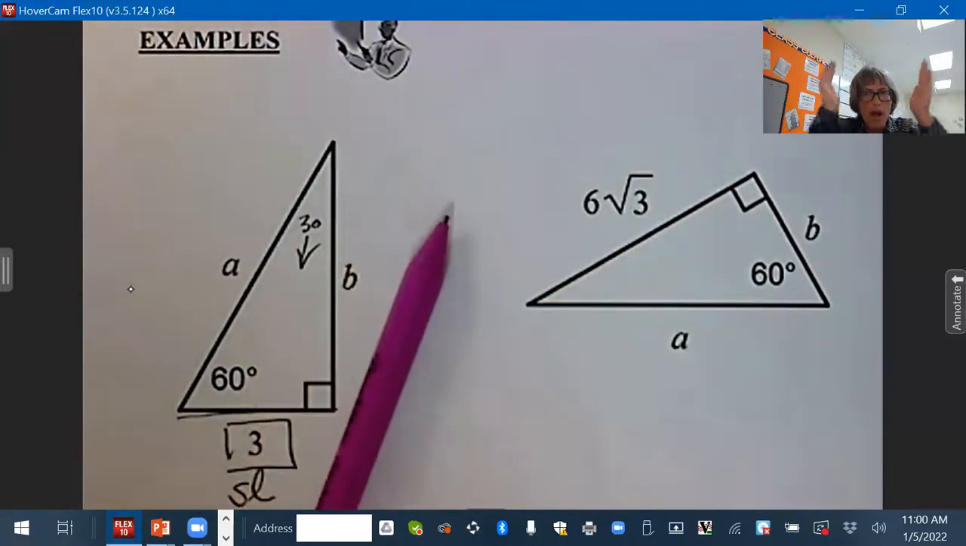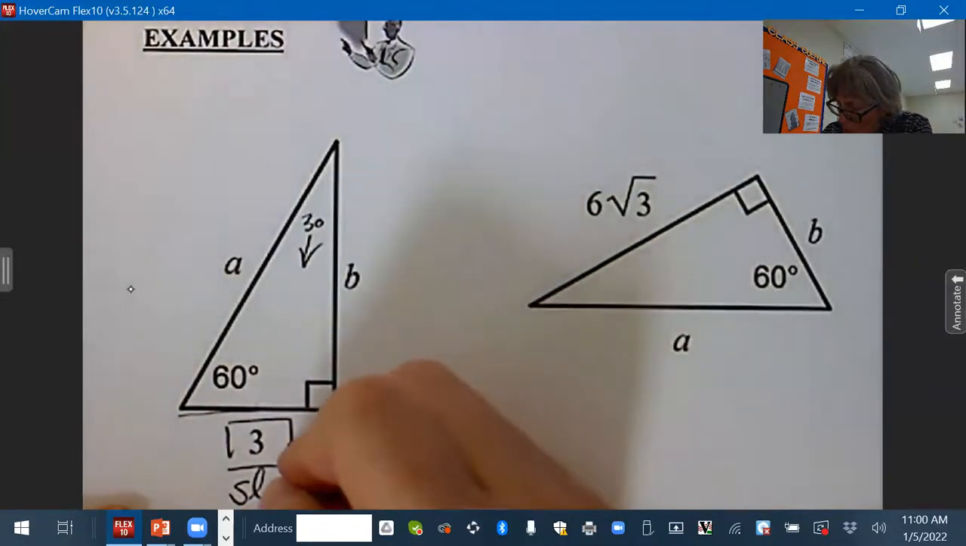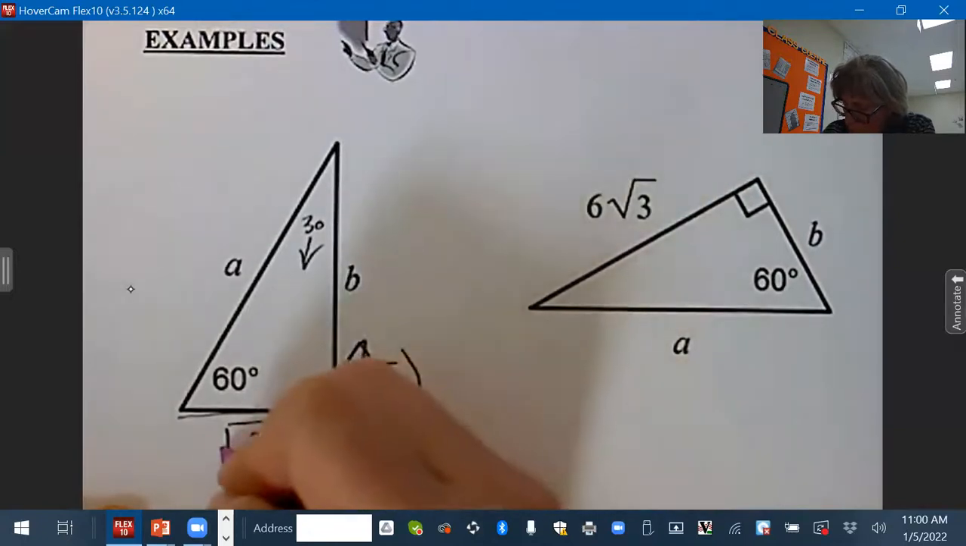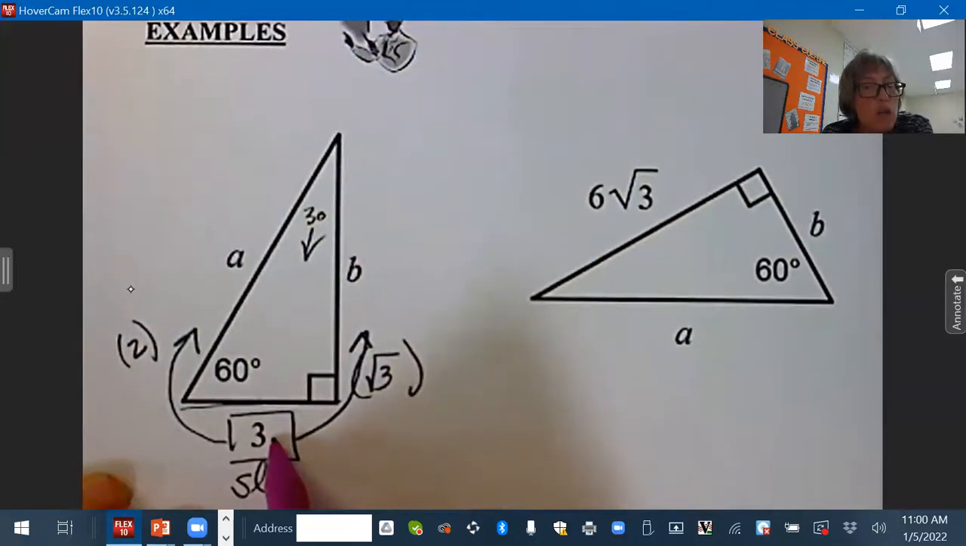Everything sprouts from the short leg. I'm thinking of my head as the short leg, and we sprout a couple of branches. Short leg going to the long leg, we times by root 3. Short leg to the hypo, we times by 2. Everything starts with the short leg.